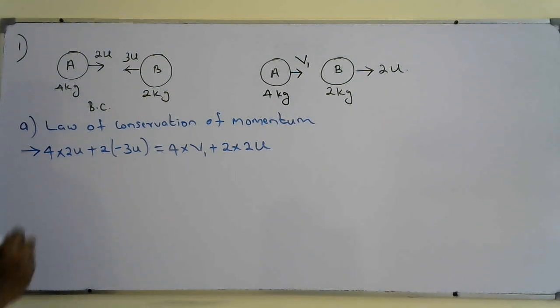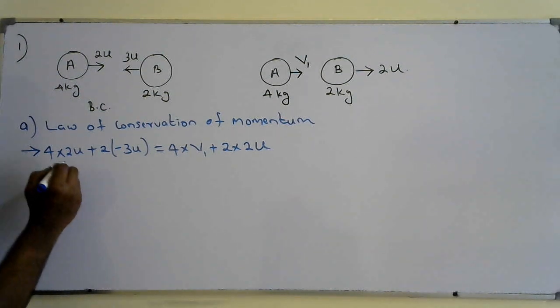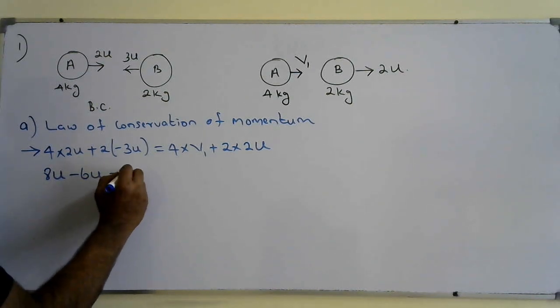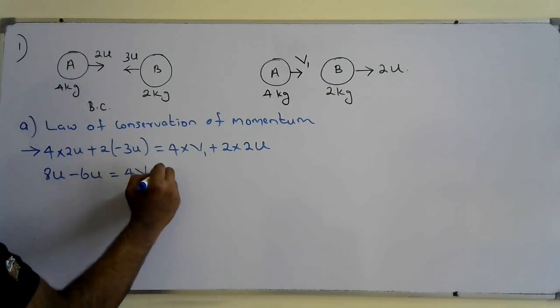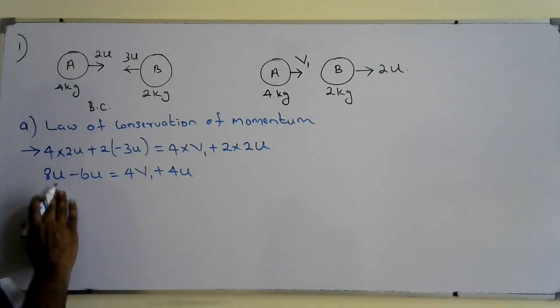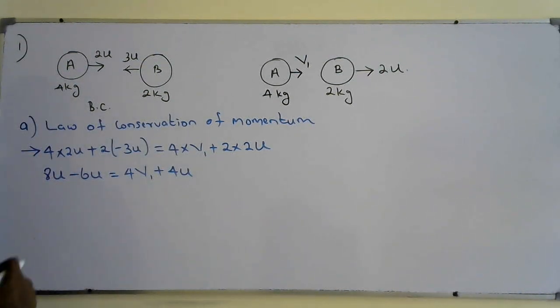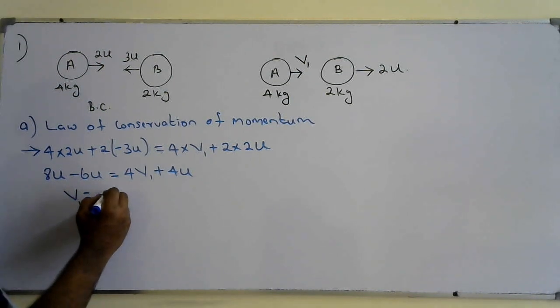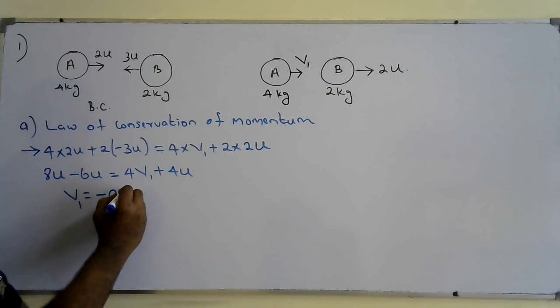So solve it. It's going to be 8u minus 6u equal to 4v1 plus 4u. Solve it. 8u plus minus 6u is 2u. When it comes to the left side, it will become minus 2u. So when you solve, you will get v1 is equal to minus 0.5u, or half u.